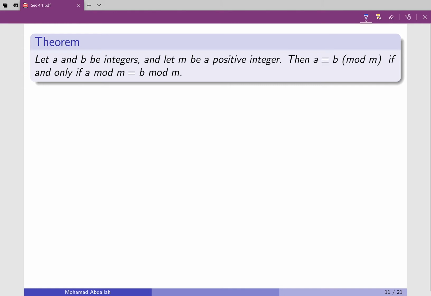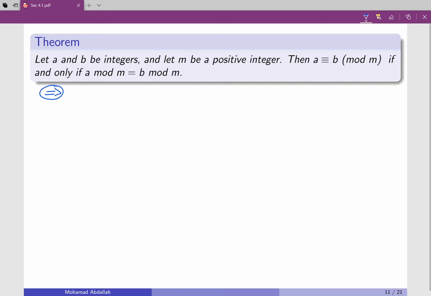Theorem: let A and B be integers, and let M be a positive integer. Then A is congruent to B modulo M if and only if A mod M is equal to B mod M. Well, first let's see what we are trying to do in this theorem. I have two directions to prove. Okay, the first direction, I have A congruent to B mod M.